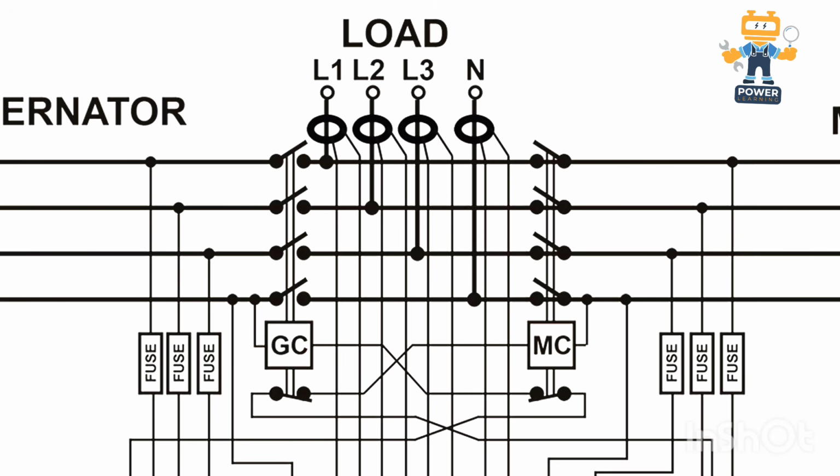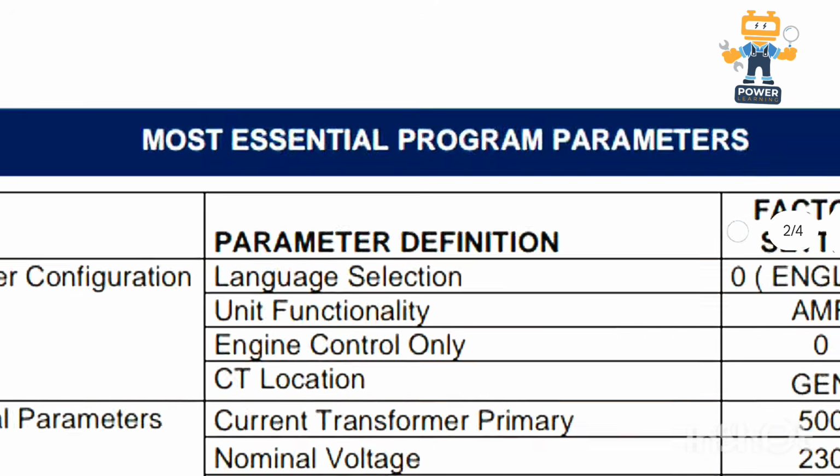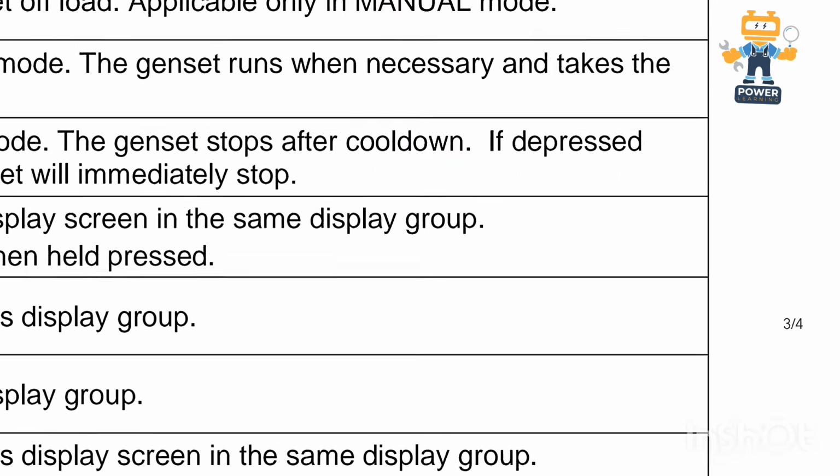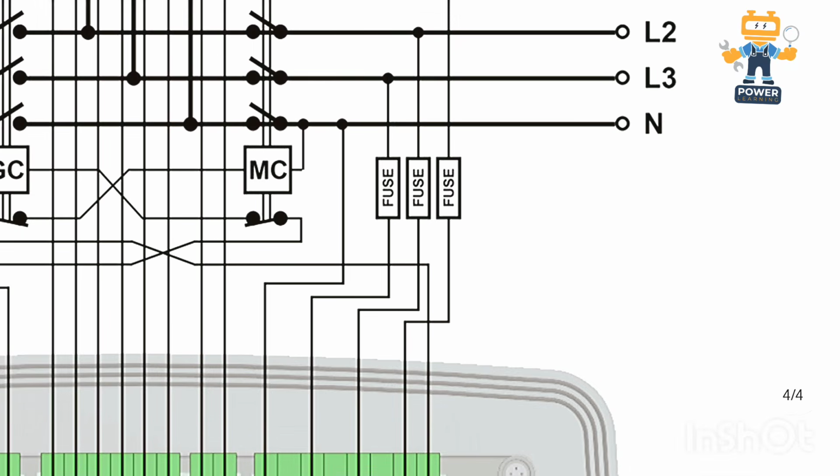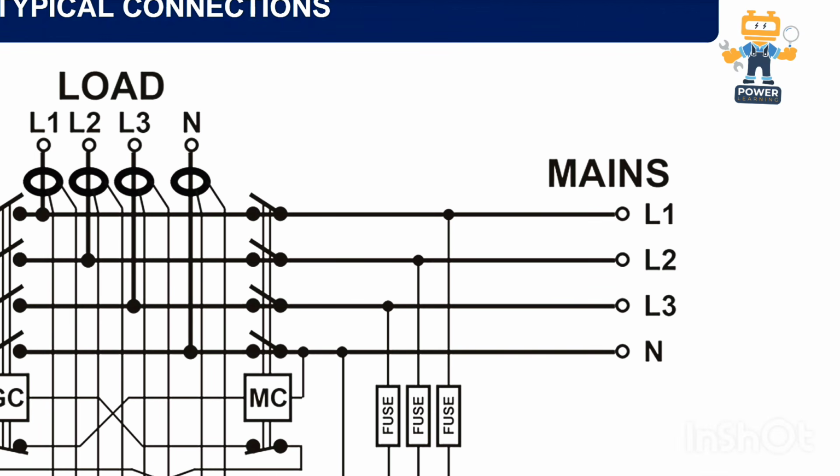So if we go here on the right hand side, this is written here mains. So what is the meaning of mains? Mains means the grid supply. The main supply which is coming in our home, this is called mains grid supply. So in short term we use only mains. Similarly here we have line 1, line 2, line 3 and neutral.